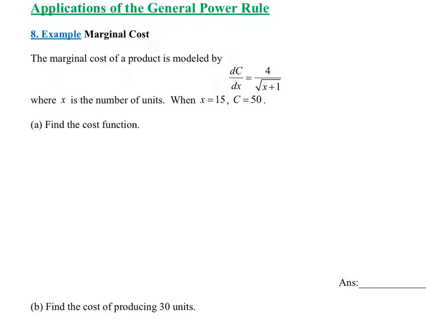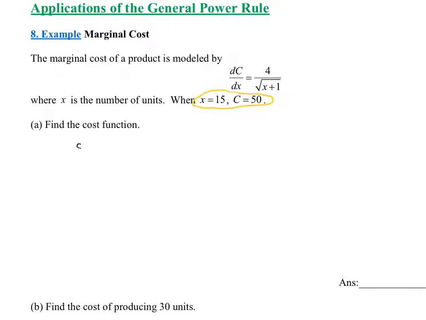When x equals 15, C equals 50. So it seems like what they're giving us here is that the cost of producing 15 units is $50. This is our initial condition. So when we integrate to find the cost function, instead of having that plus C with that arbitrary constant, we're going to be able to use the initial condition like we did in the last section and determine the exact cost function. So it says find the cost function.